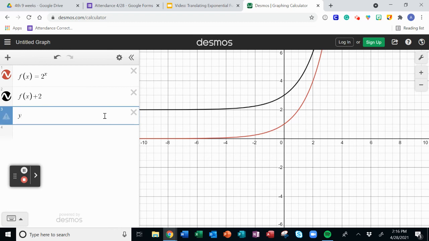Let's go ahead and check so you can see what I'm talking about. Y is equal to 2 is this line right here. It gets close to it, but it's not going to touch. It's very close to it, but it's not going to touch. So my asymptote is y is equal to 2, and my new y-intercept is 3.